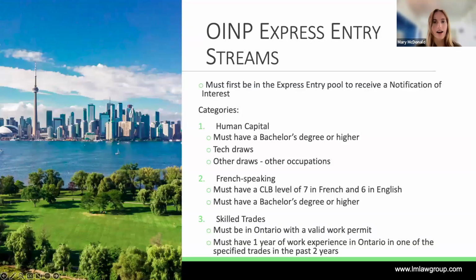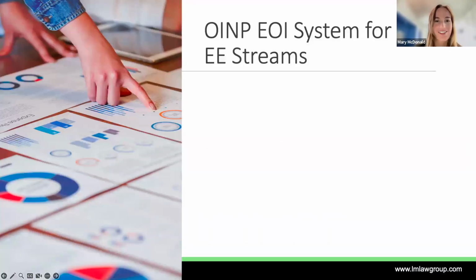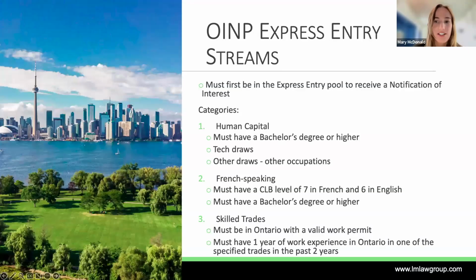All right, so aside from the Express Entry linked streams, there are also skilled trades. Sorry, I think I might be lagging here. I'll just quickly cover skilled trades. You just need to be in the pool and you need 1 year of work experience within Ontario within the last 2 years, and then you might be able to receive a notification of interest. You don't need a bachelor's for that stream either.